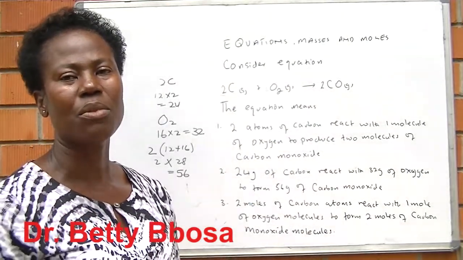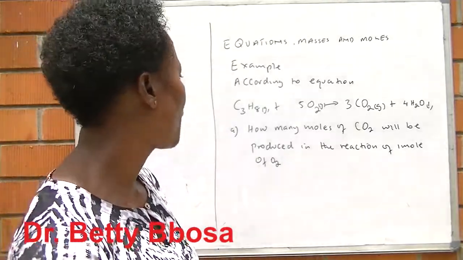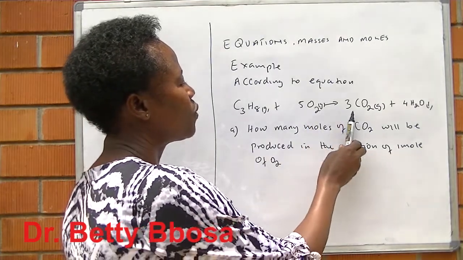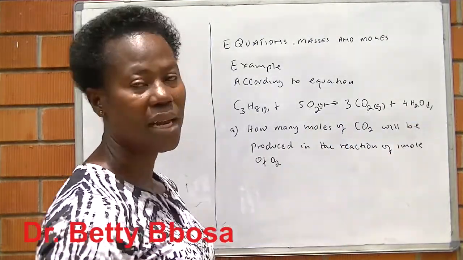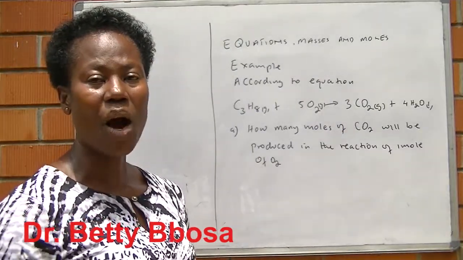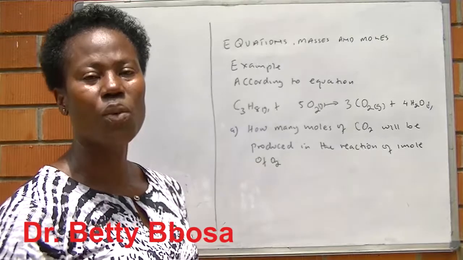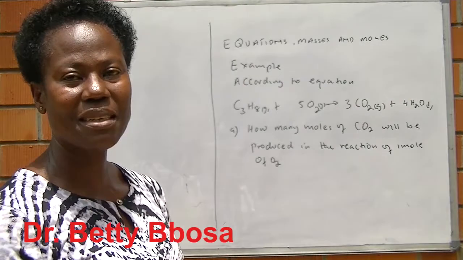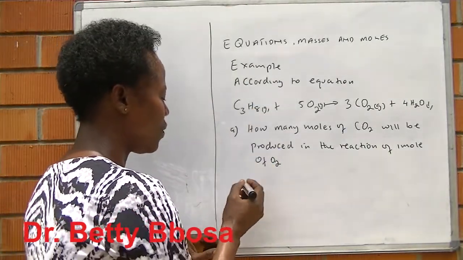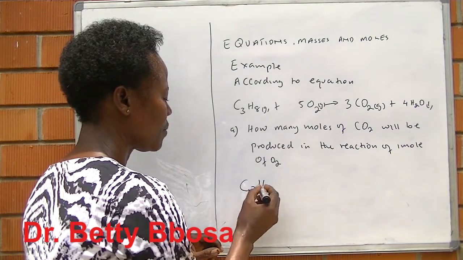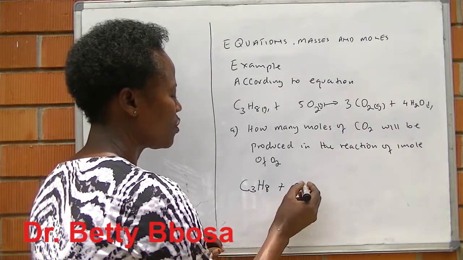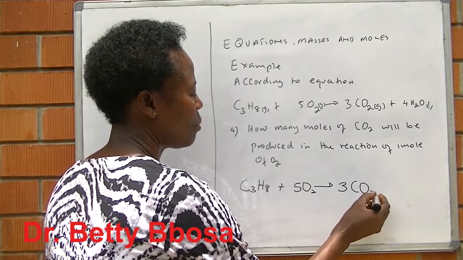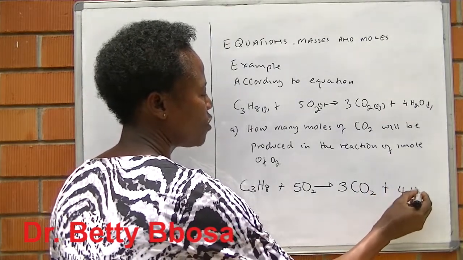Example, according to the equation, propane plus oxygen to produce carbon dioxide and water. The question is, how many moles of carbon dioxide will be produced in the reaction of 1 mole of oxygen? To attempt such questions, you have to rewrite the equation. Propane plus 5 moles of oxygen to produce 3 moles of carbon dioxide plus 4 moles of water.